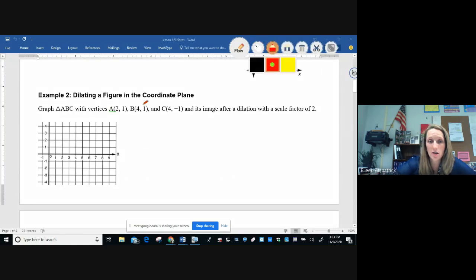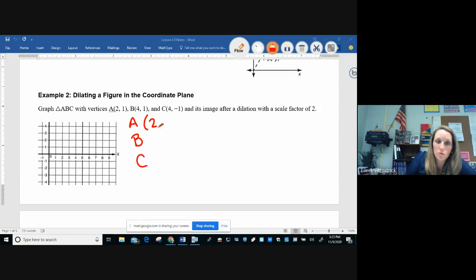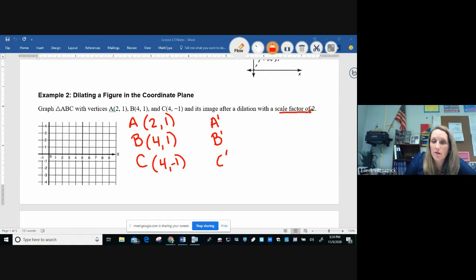Super easy. Okay, so you're given point A, point B, and point C. A is (2, 1), B is (4, 1), and C is (4, -1). We want to know where A prime, B prime, and C prime are after a dilation with a scale factor of 2. Well, first off, if there's a scale factor of 2, do you think this is going to be an enlargement or reduction? Do you think our triangle is going to get larger or smaller? Is the triangle going to move further away from the origin, the center of dilation, or closer towards it? Think about those questions, and then we'll graph it and see if you are correct.